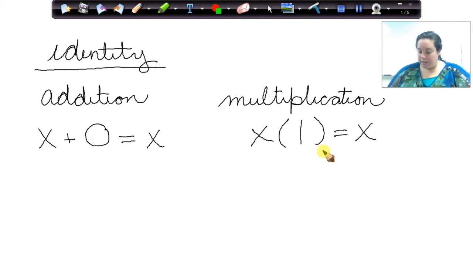So actually the identity property does work for subtraction and for division, but maybe some of these others don't.